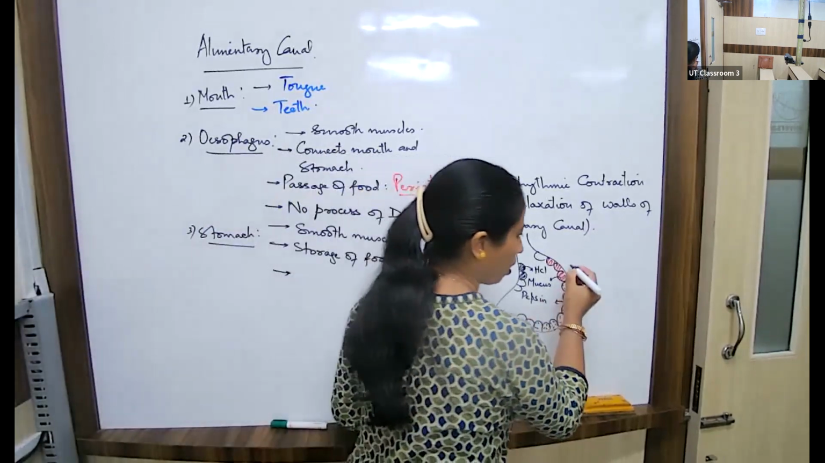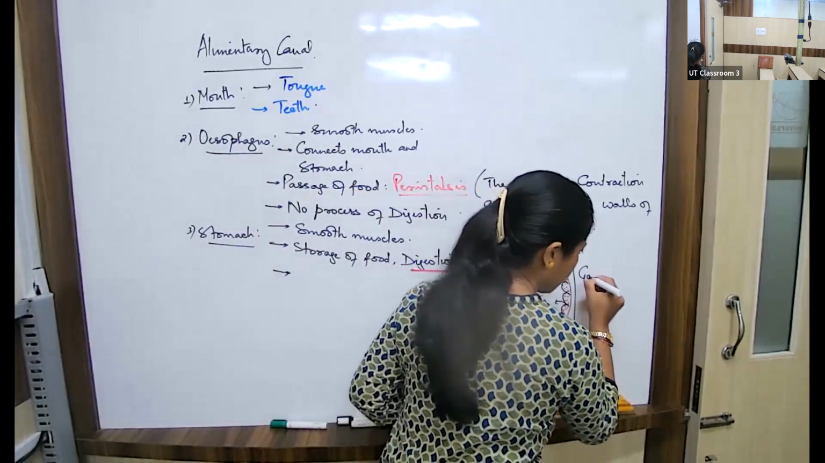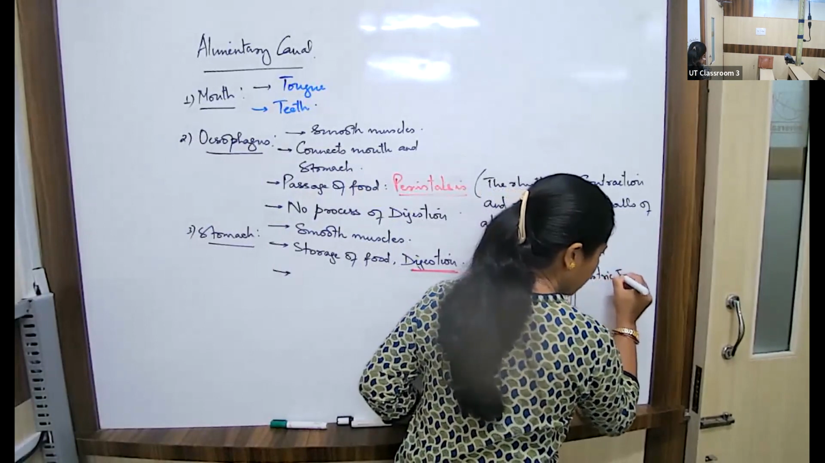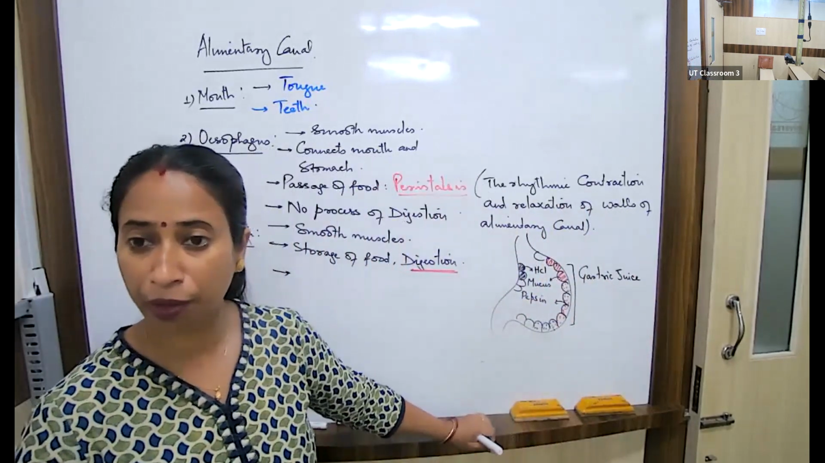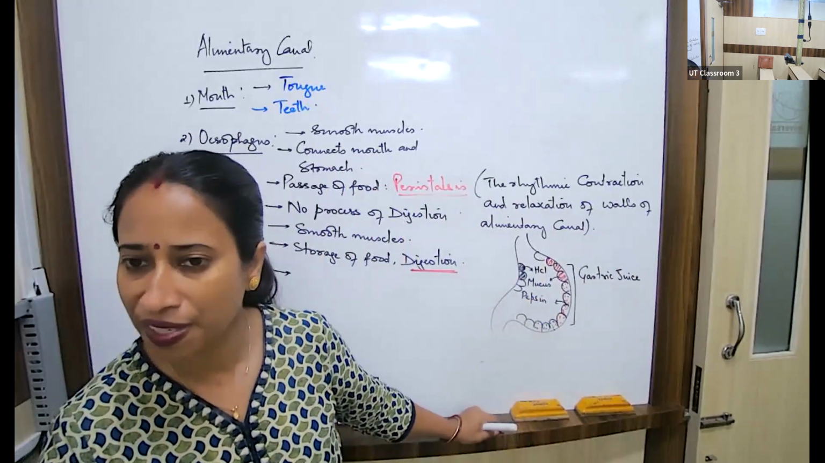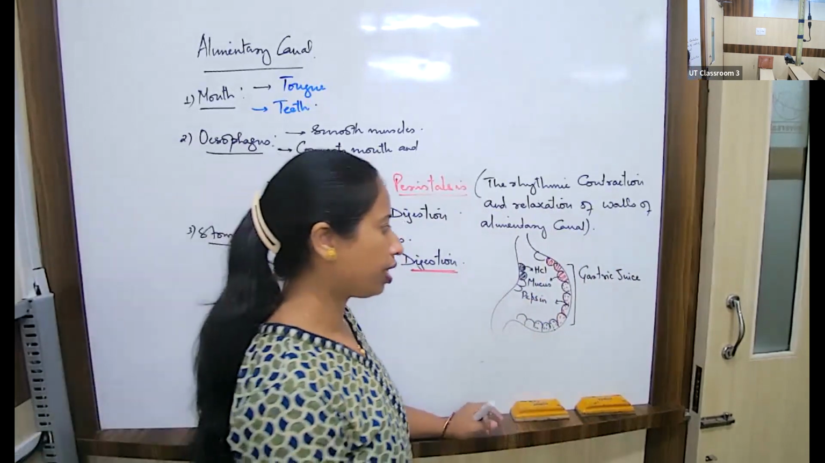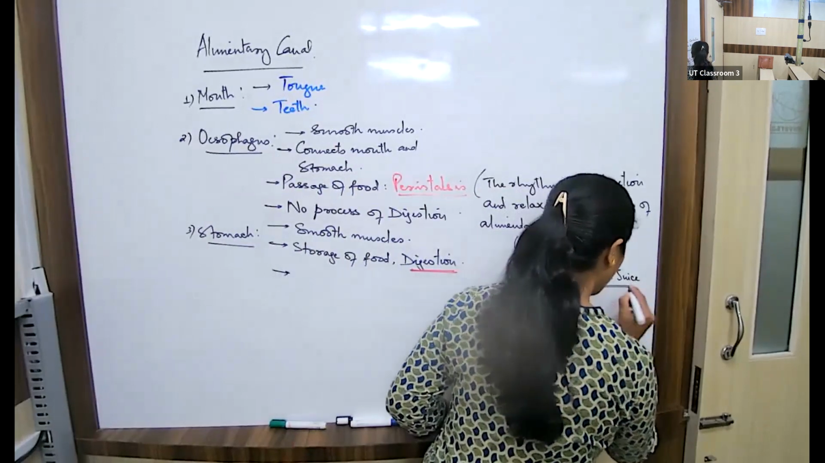What do you call this secretion collectively? This secretion collectively is known as the gastric juice. So what does the stomach produce? Gastric juice. What is the enzyme present in it? Pepsin. Now we are going to write down the functions of each of these.